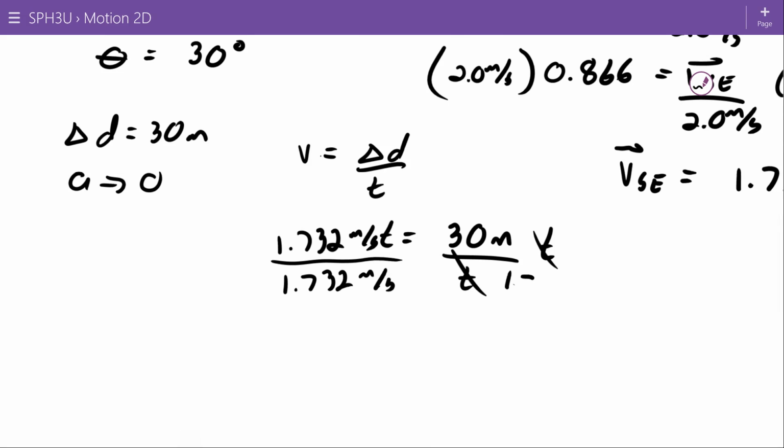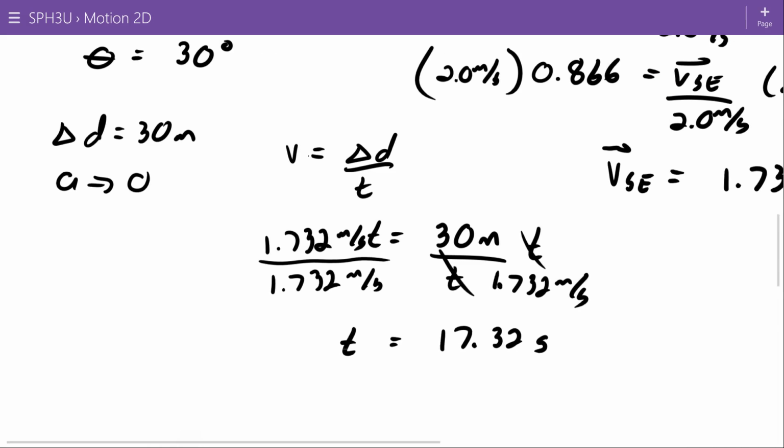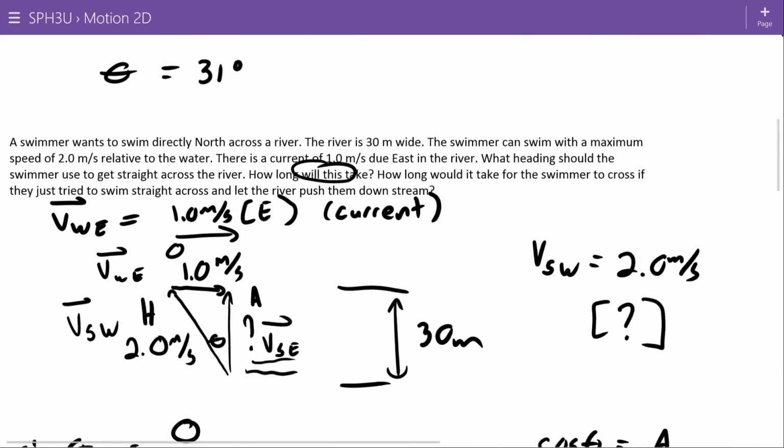We'll divide both sides by 1.732 meters per second. And that's going to give us 17.32 seconds. So it's going to take us about 17 seconds to get across this river. Okay. So we've got the heading. We've got how long the trip will take.